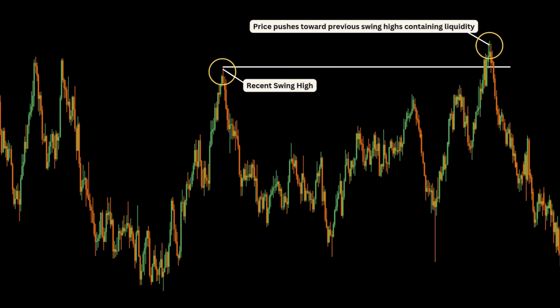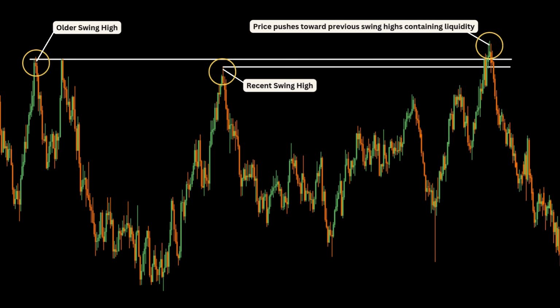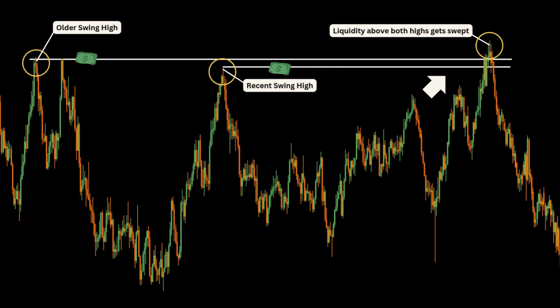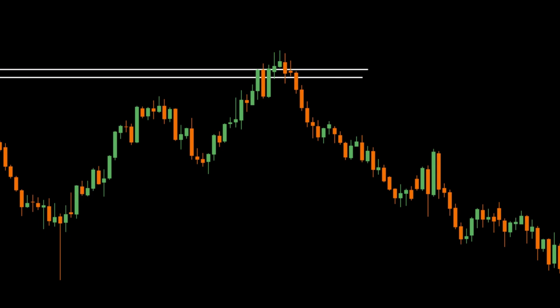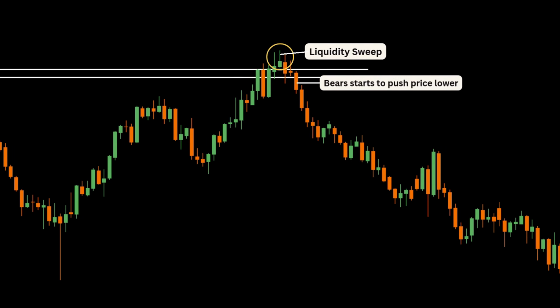We have the more recent swing high, and above that we also have an older swing high. Both of these highs contain resting liquidity because many traders place stop losses above them. So naturally, price becomes attracted towards those levels as the market seeks liquidity. And notice how price eventually pushes above both highs, taking the liquidity resting above them. If we focus on what happens to price after the liquidity sweep at those swing highs, we begin seeing signs of weakness enter the market, and price starts reversing aggressively downward.